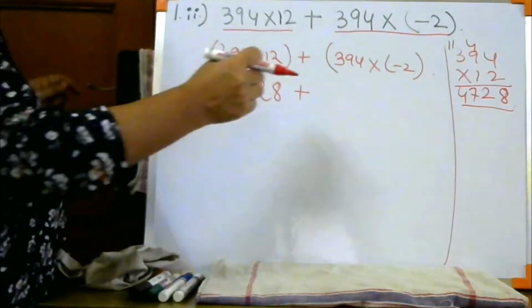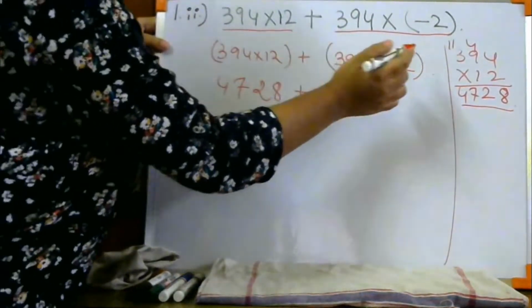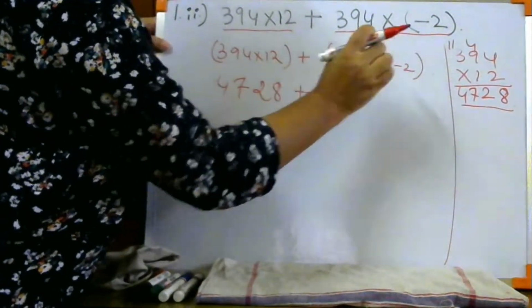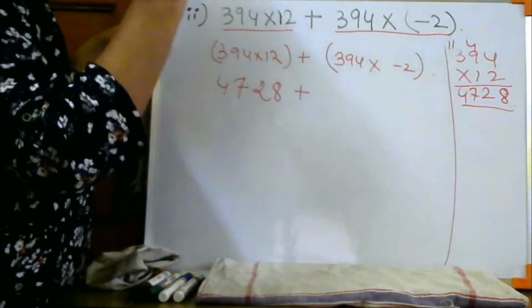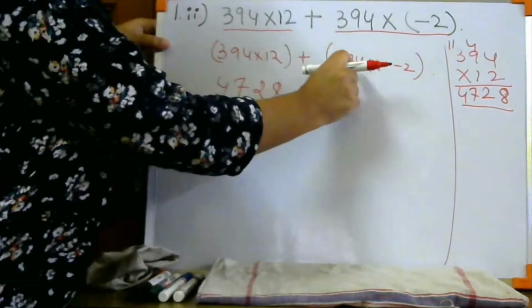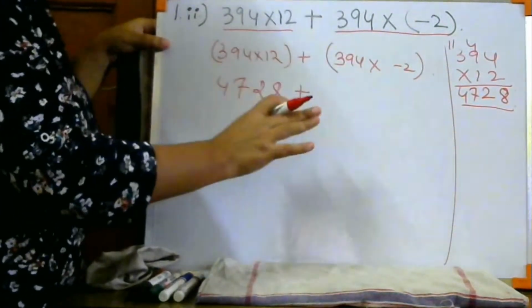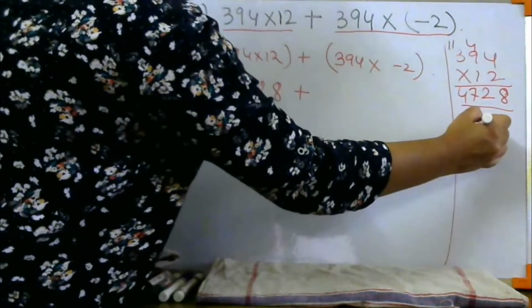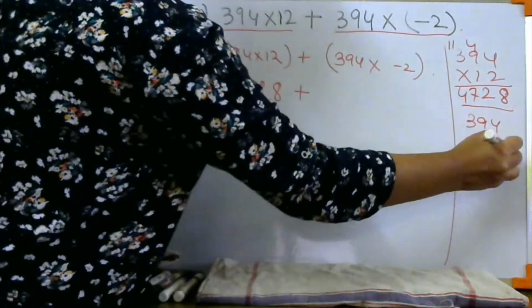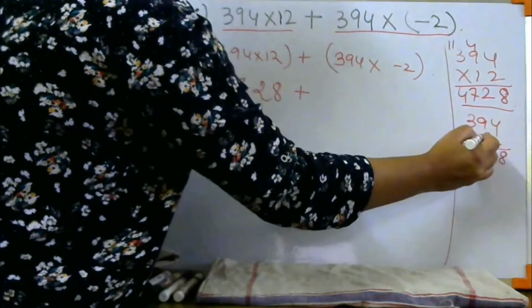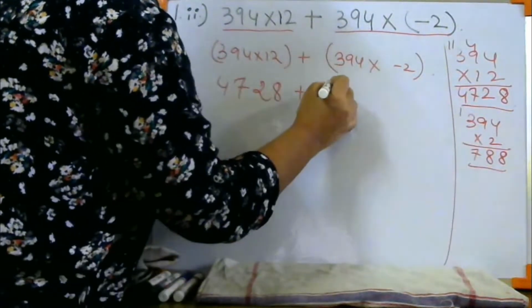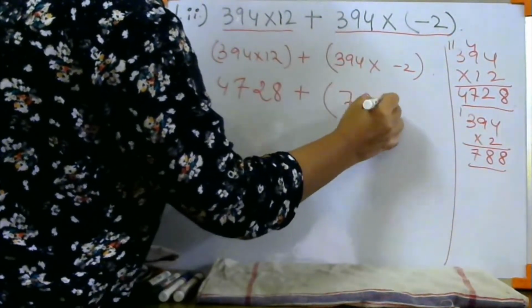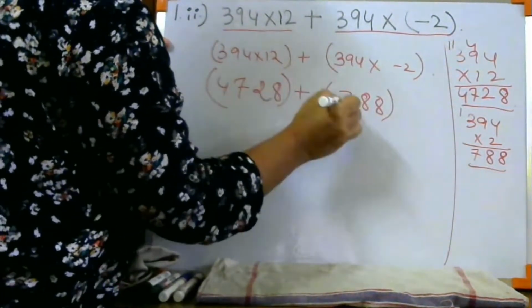Okay? Now next, this one, 394 into minus 2. Forget the minus for now, do not look at it yet. First look at 394 and 2, you have to multiply them. So 394 into 2: 2 fours are 8, 2 nines are 18, 1 at the top, 6 7, so 788. This was in one bracket and this was in one bracket.